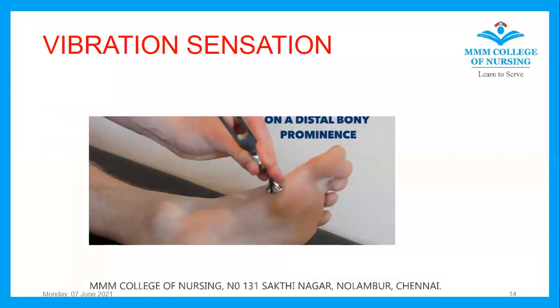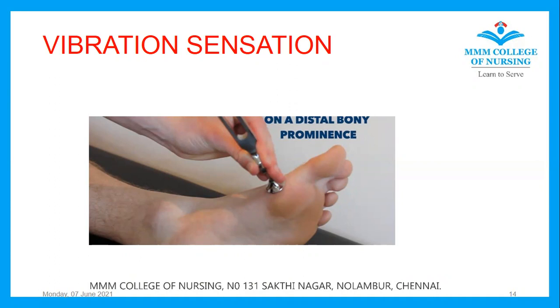And next is the vibration sensation test. For this test, we need a tuning fork of 128 Hz. This sensation test involves the dorsal column. Like before, before we perform this test on the periphery in the foot, we have to demonstrate it on the sternum. How to demonstrate?